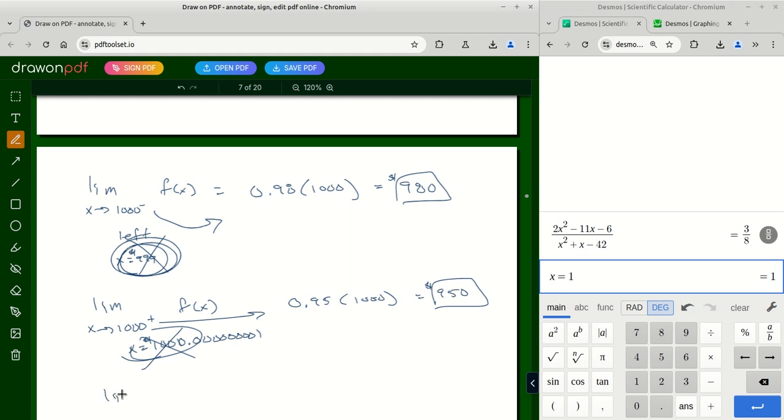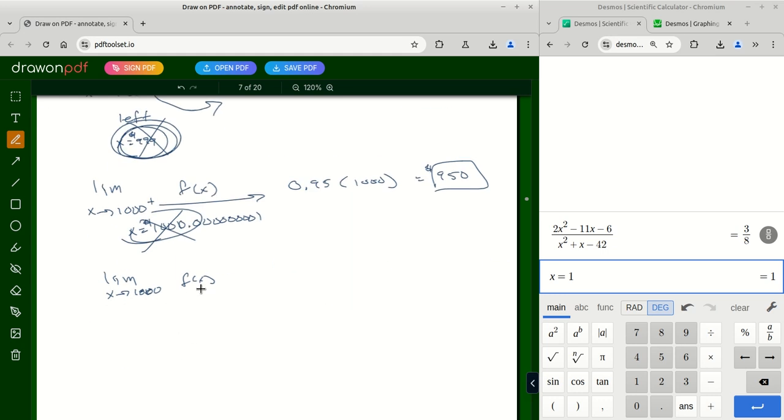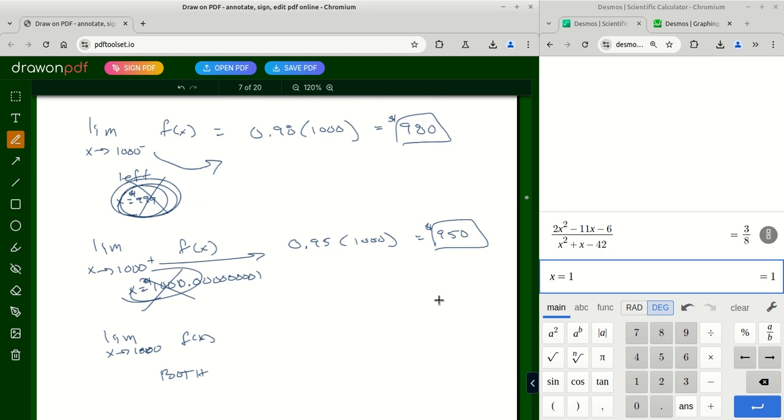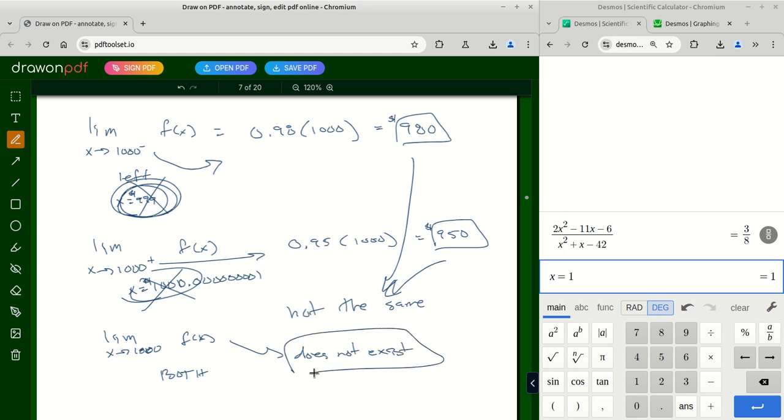Now, the last part, I believe, was what happens literally at 1,000. Again, on both sides. I want to write both. And what do you get? Well, they're not the same. And therefore, the limit does not exist. There you go. That's the end of this section.